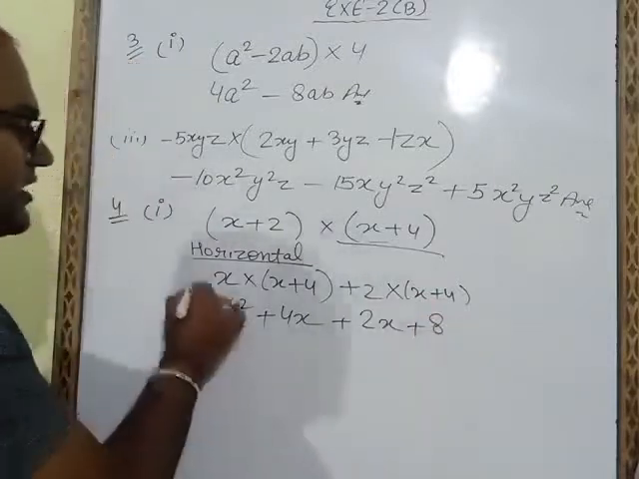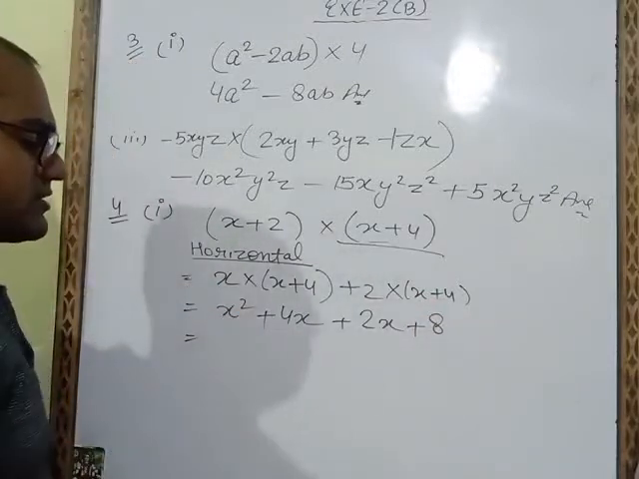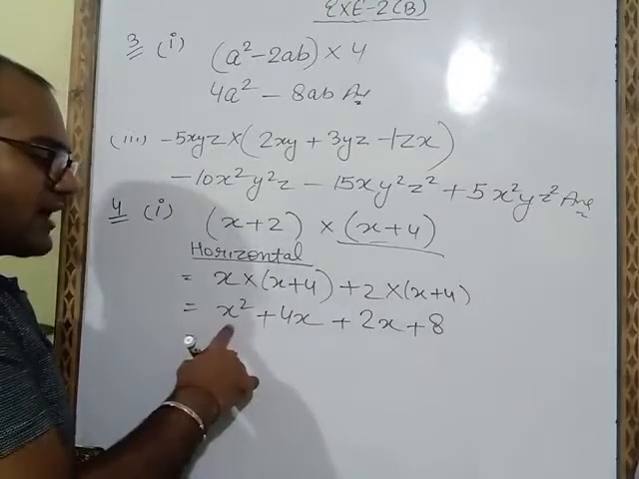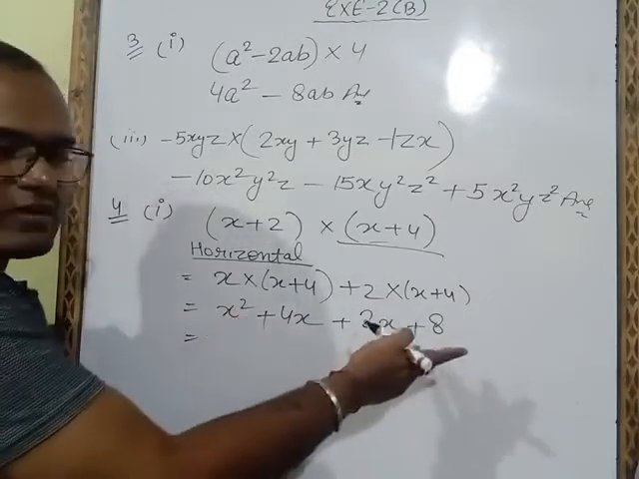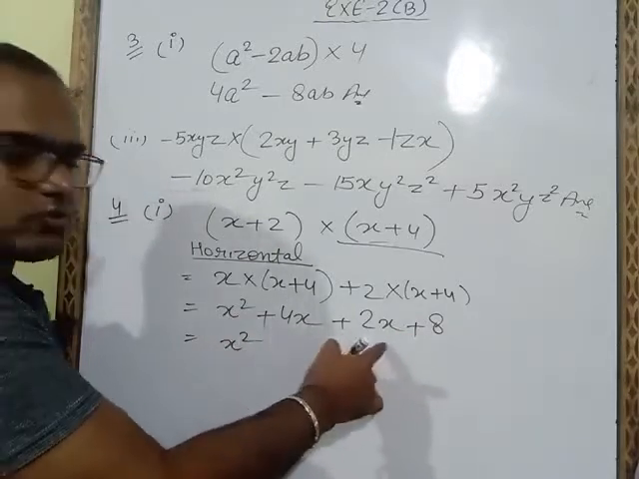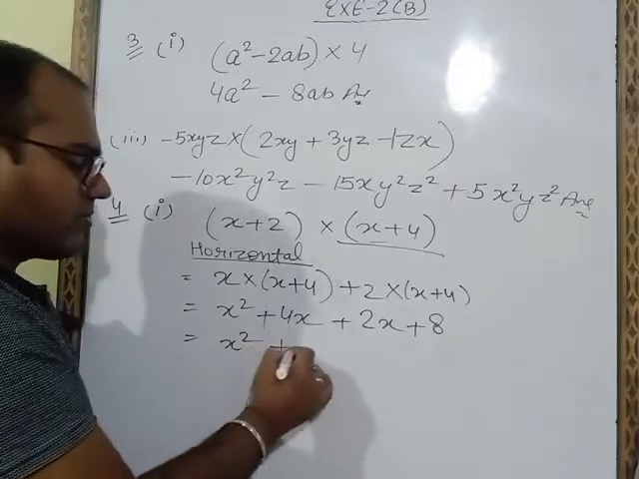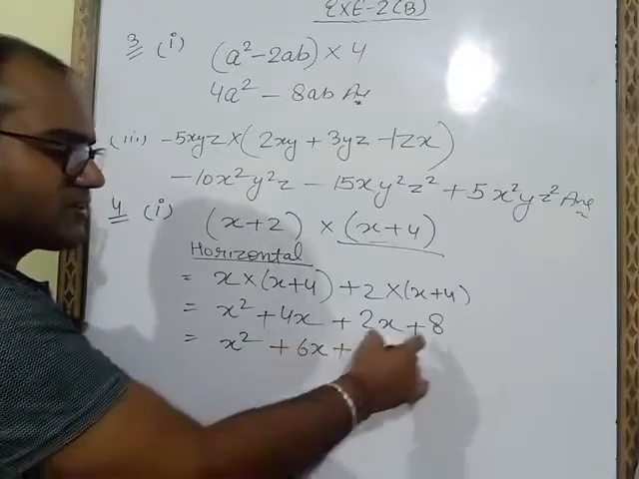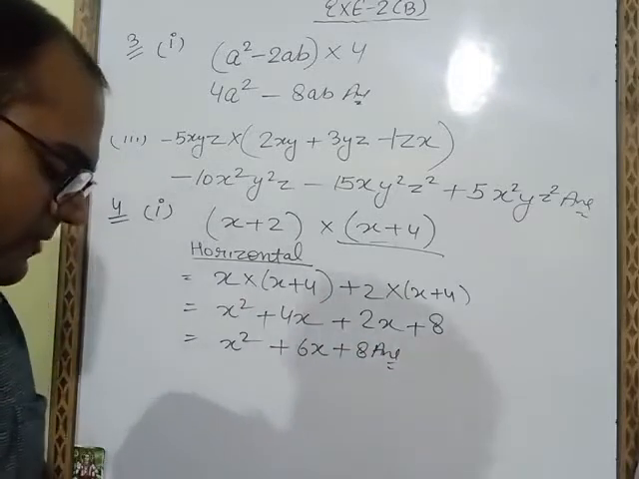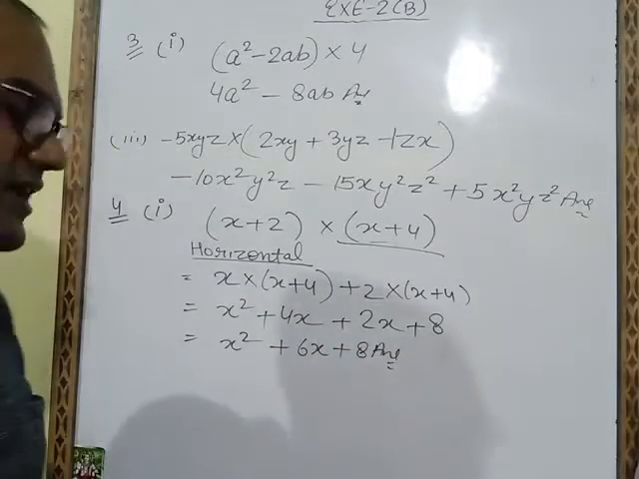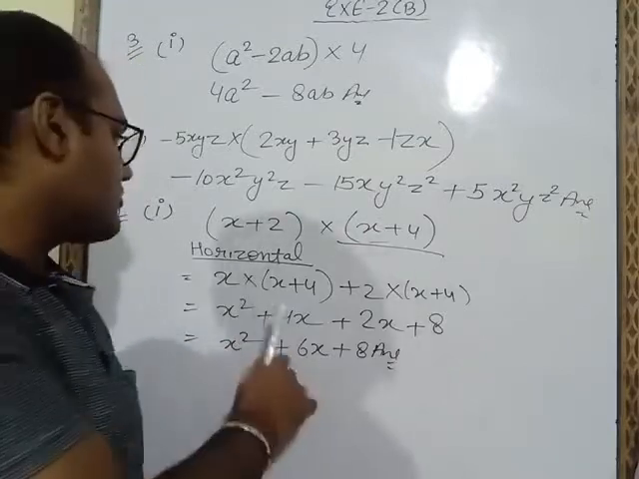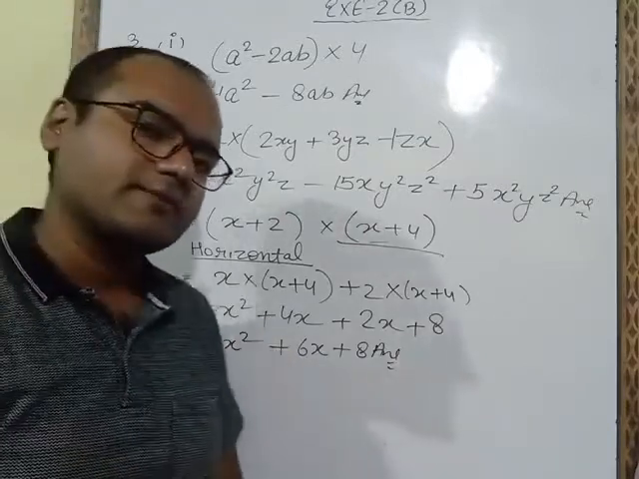Now in the next step, like terms we will solve now. Like terms. X square, no other term is having x square, so we will write it as it is. Plus 4x and plus 2x, these are like terms. So the answer will be plus 6x. Plus 8 we will write as it is. So the final answer of the fourth question first part is x square plus 6x plus 8. So this is the horizontal method. Like this you have to do question number 4 first part.